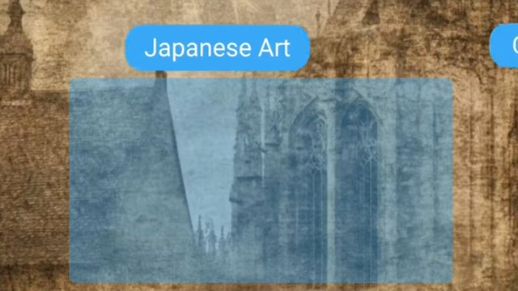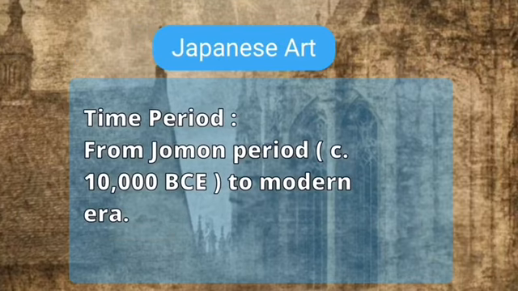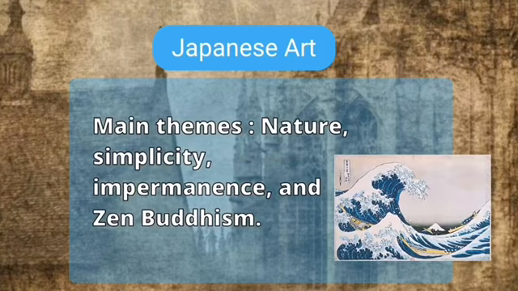3. Japanese art. Time period: from the Jomon period, circa 10,000 BCE, to the modern era. Main themes: nature, simplicity, impermanence, and Zen Buddhism.